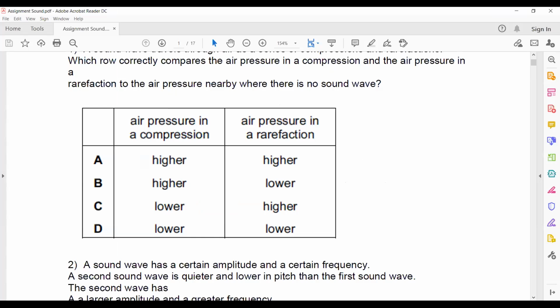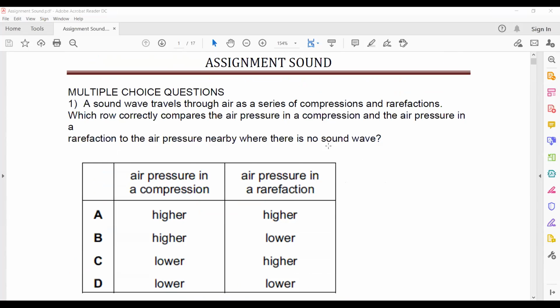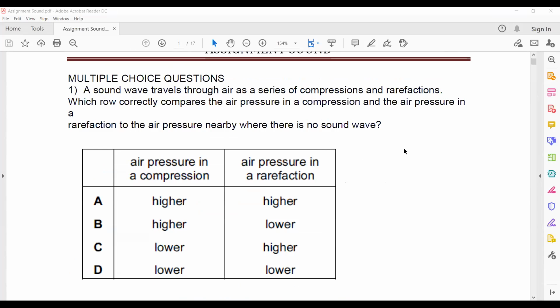Now some questions related to this sound topic. What's the answer for the first one? Everyone should participate, so it shows your understanding. Yeah, B is the right answer. In compression the particles are closer, and in refraction the particles are away.